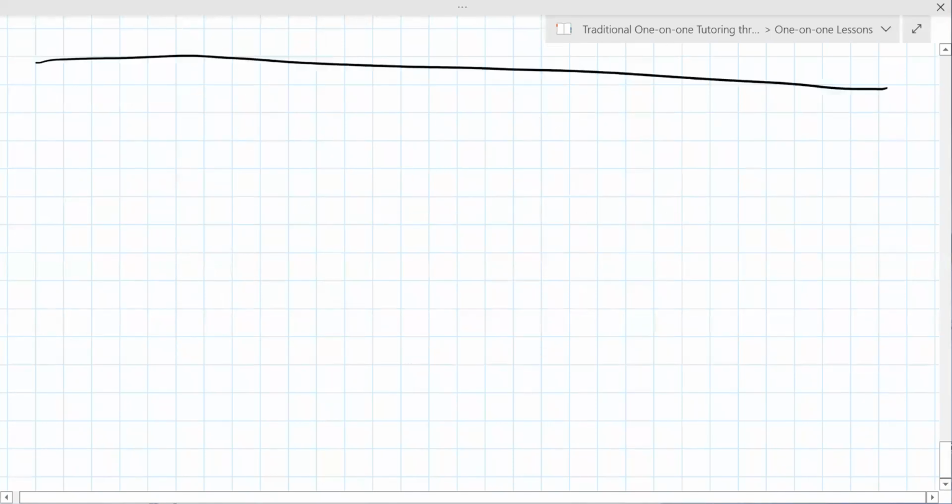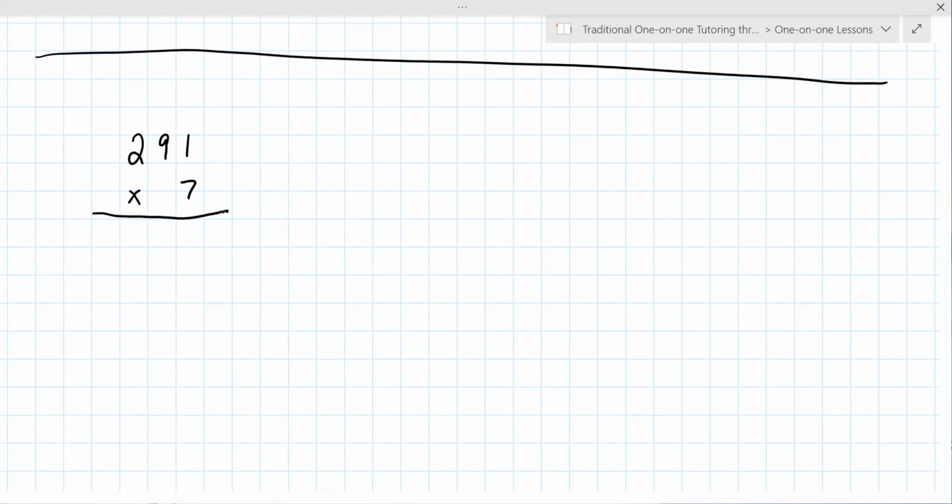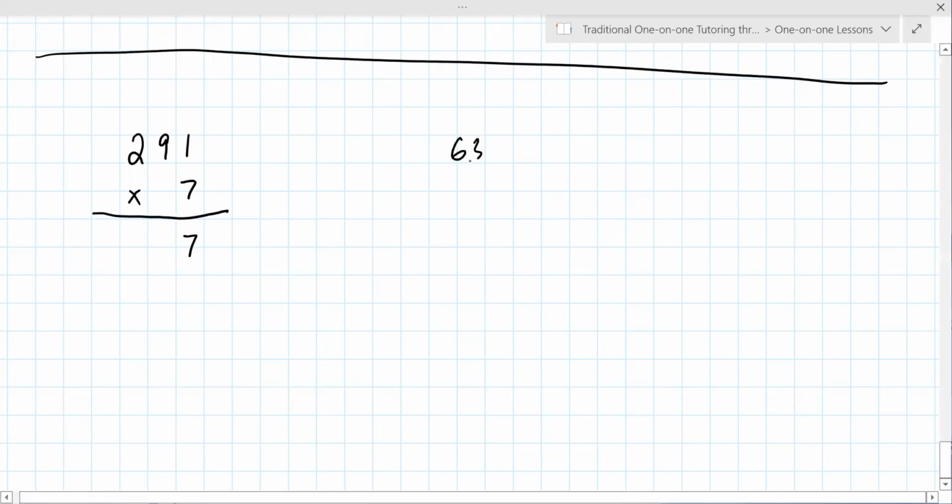Let's try another one. Which 2 numbers do you multiply first? 7 times 1. Yes, and that is? 7. Okay, so that goes down here. What are the next 2 numbers that you multiply? 7 times 9. Okay, so 7 times 9 is 63. What number goes down here next to the 7? 3. And what is the carry? 6. 6 goes up here next to 2.